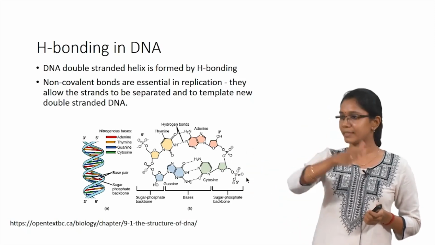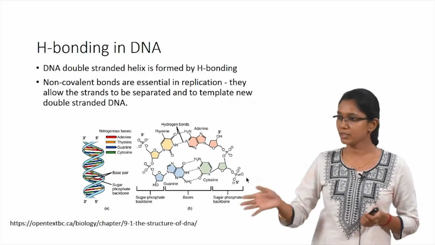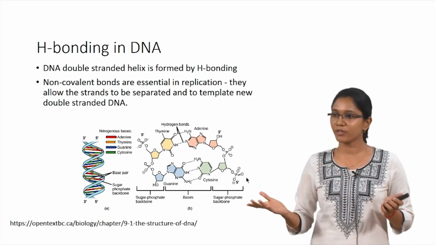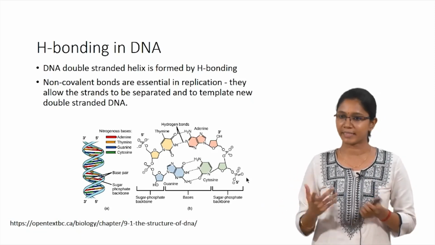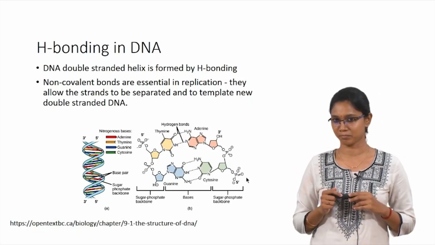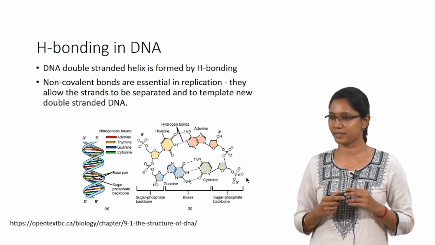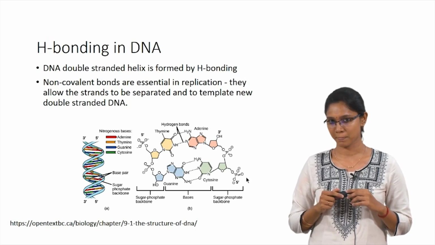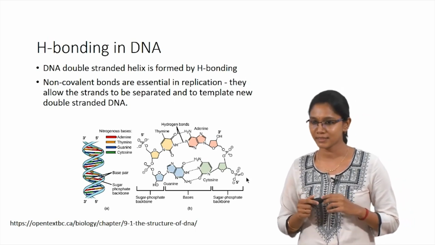So, we have adenine and thymine, guanine and cytosine, and always the bond is between A and T, G and C. Anyone knows why it is always between A and T and G and C? Why not the other way? Because the interactions won't be stable that way. Okay, what interactions?